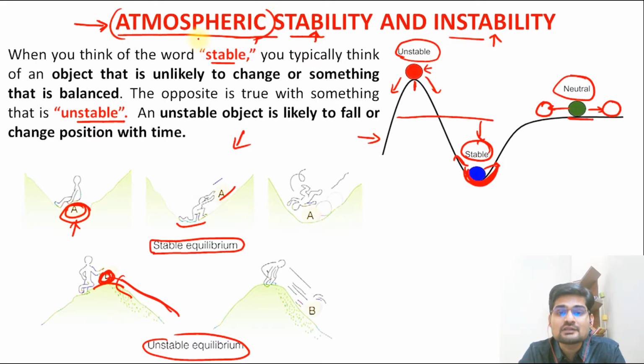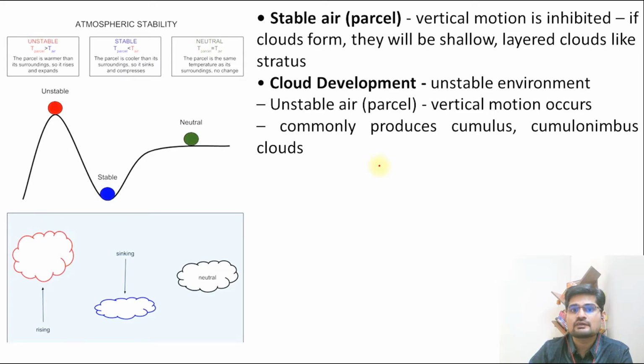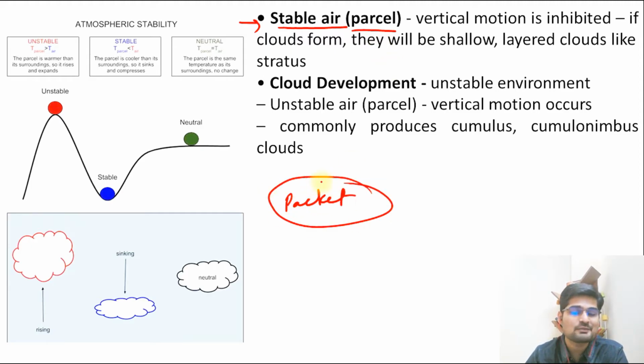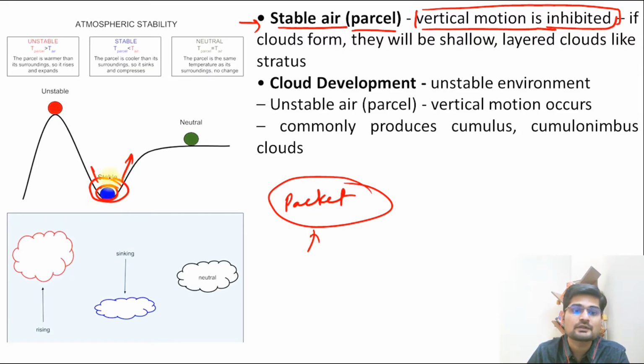Now let's elaborate further. What is a stable air parcel? Remember, a parcel is a packet. When you order on Amazon and a packet comes, it's like a parcel. It's a fixed entity. So a stable parcel of air is one whose vertical motion is inhibited. Vertical motion being inhibited basically means it is not moving upward. It is at a particular place. This is where we say it is a stable air parcel.